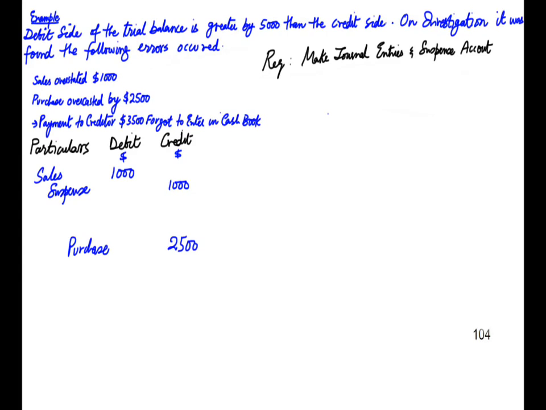Now we'll be debiting something, but we do not know what to debit, so we'll be using a suspense account. On any side, when there is nothing to debit or credit, there always comes a suspense account. And thirdly, we have a payment to a creditor forgotten to be entered in the cash book. Now whenever we pay our supplier, the entry is trade payables or accounts payable debit, and bank account would be credited.